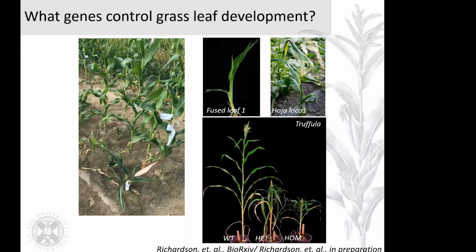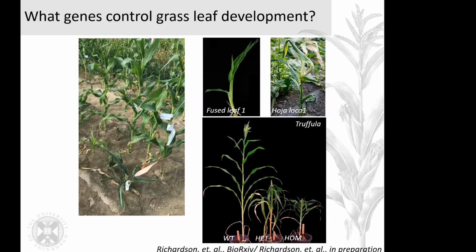Hoja loca means crazy leaf in Spanish, and that's because it forms tube leaves. So this is an adult plant in the field. It comes to about my hip height, and these are the younger leaves that are bursting out the side of a tube leaf because they cannot get out through the top of the plant.